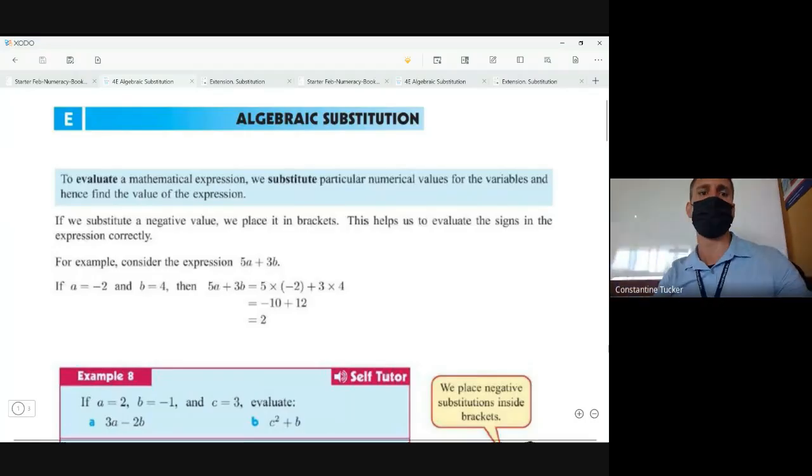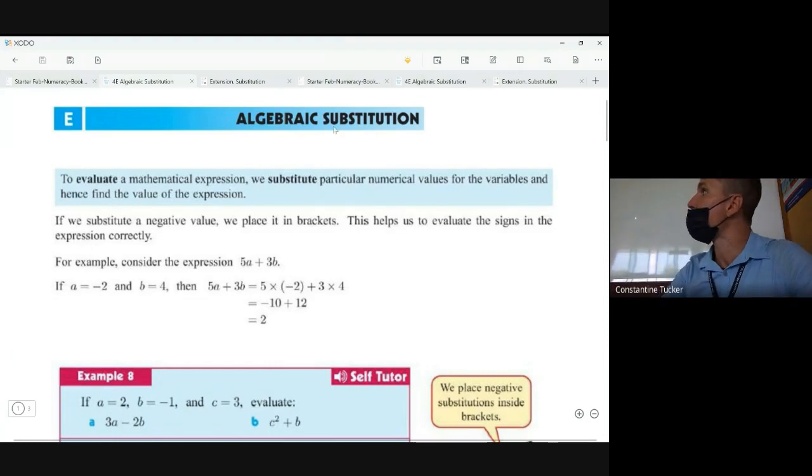Okay, so here we are. We're talking about paragraph 4E, algebraic substitution. Now, why do we call it algebraic substitution and not just substitution? Yes, we could say that. It's because substitution may be confusing to some other people.